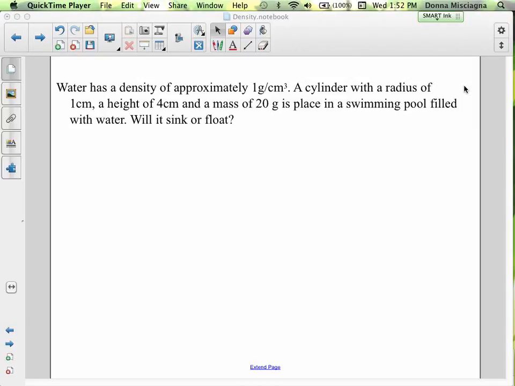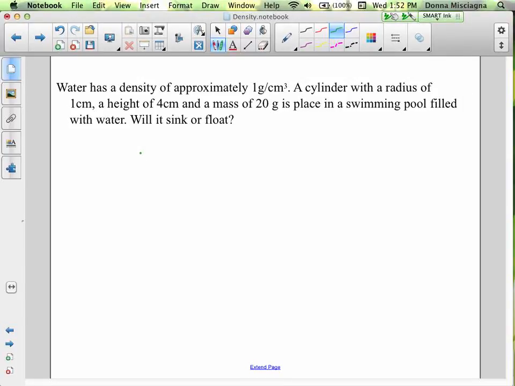All right, so the very first thing we have to do is find the density. And to find the density, what would we have to do first? We've got to find the volume, right? We don't have the volume here, but we have the information. We have a cylinder with a radius of 1 centimeter and a height of 4 centimeters. And remember that the volume of a cylinder is pi r squared, the area of the base, times the height.